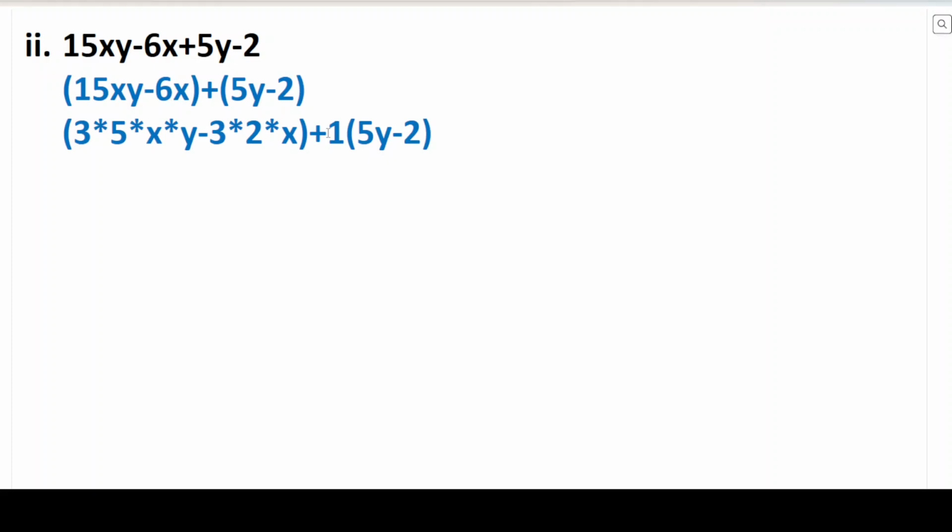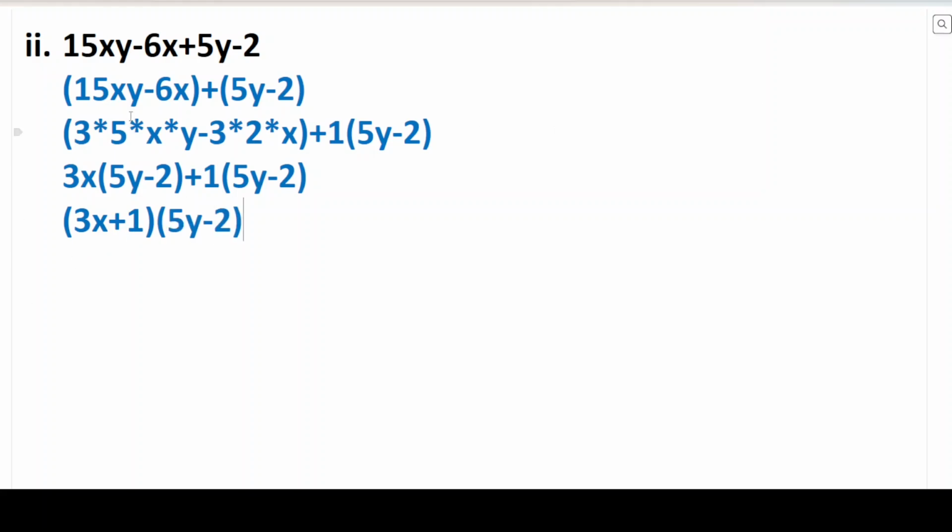Next, in this expression, 3x is the common factor: 3x into (5y minus 2) plus 1 into (5y minus 2). So we can write it as (3x plus 1) into (5y minus 2).